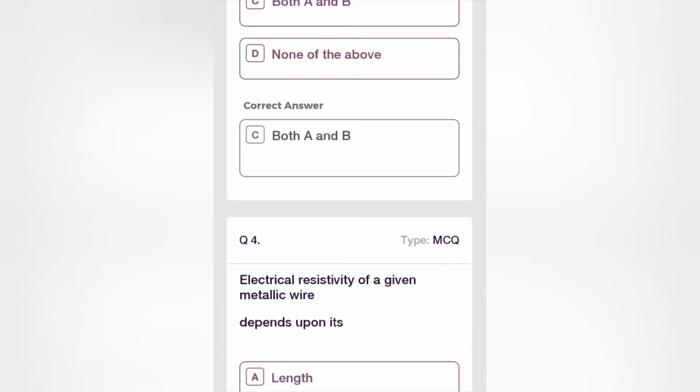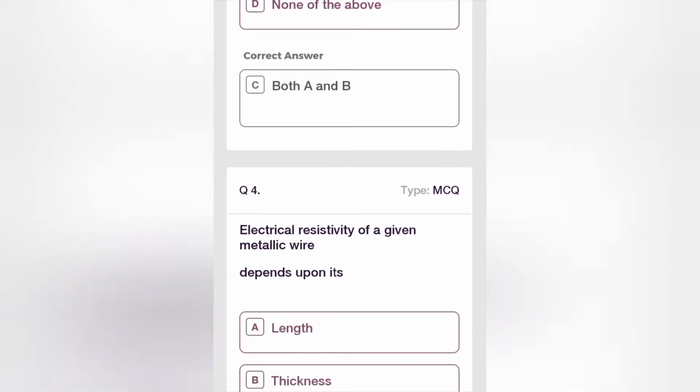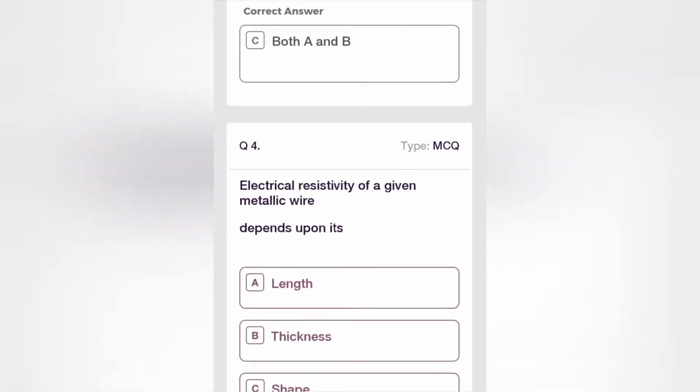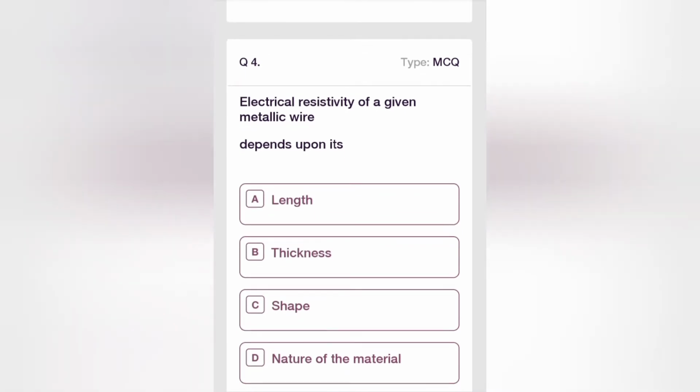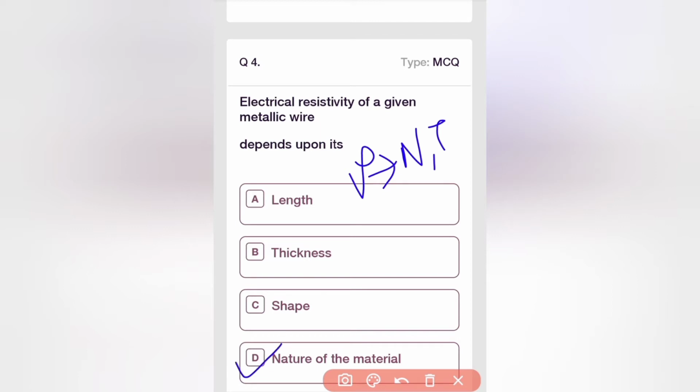Fourth question. Electrical resistivity of a given metallic wire depends on its length, thickness, shape and nature of the material. I already discussed that resistivity depends on nature and temperature of the material. Here the given option is nature of the material, so therefore D is the correct answer.